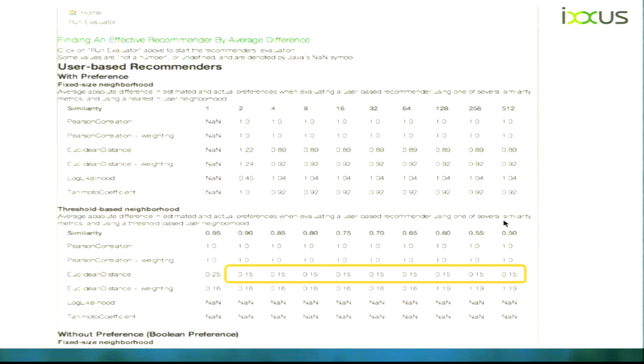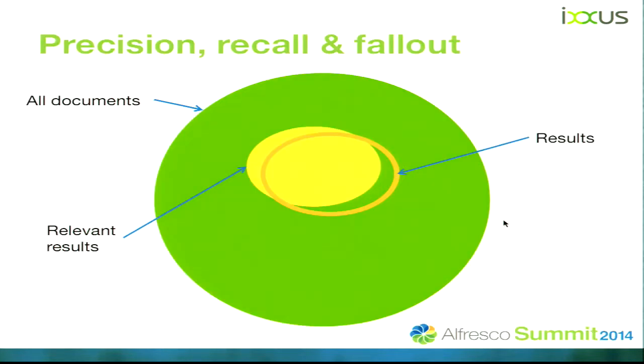And in this case, it turns out that a threshold-based neighbourhood, so based on the similarness of users, and using a Euclidean distance, so that measurable distance between them in the vector space, produces a low score of 0.15 difference between what it computed someone would like and their actual score. But there are other information retrieval statistics that are useful. And again, Mahout has support for these.